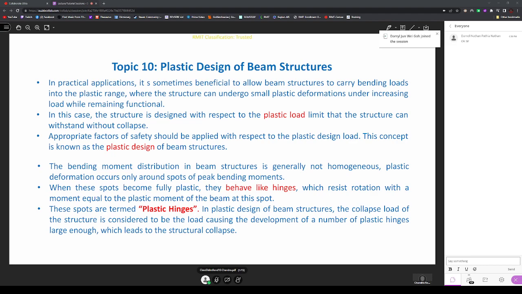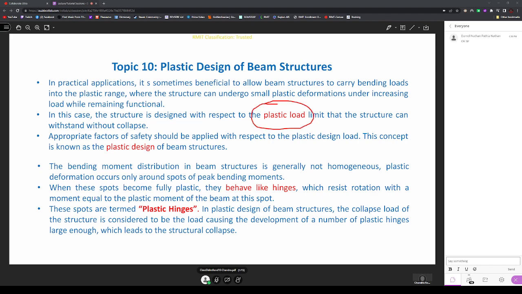So this is just to say that increasing the load on the structure, even beyond elastic limits, is beneficial many a time. So even when there are small deformations of the structure, that is what we are going to study under plastic design. So if you want to design beam structures when the load exceeds the elastic limits, even exceeds the safe yield limit, so when the loads are increased, we say that we are designing the structure for plastic loads.